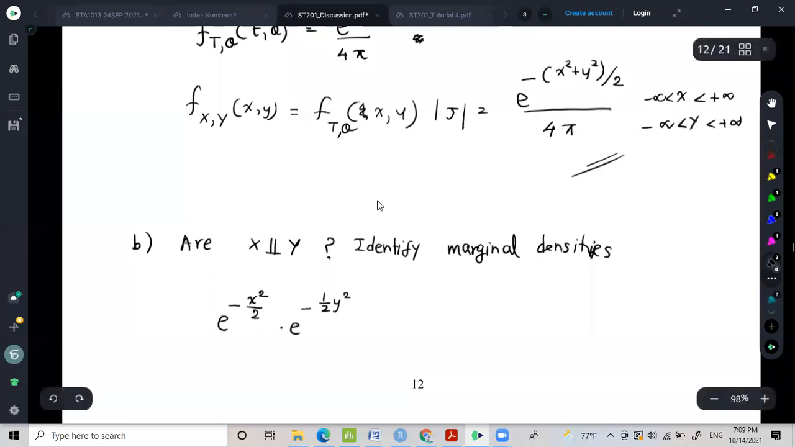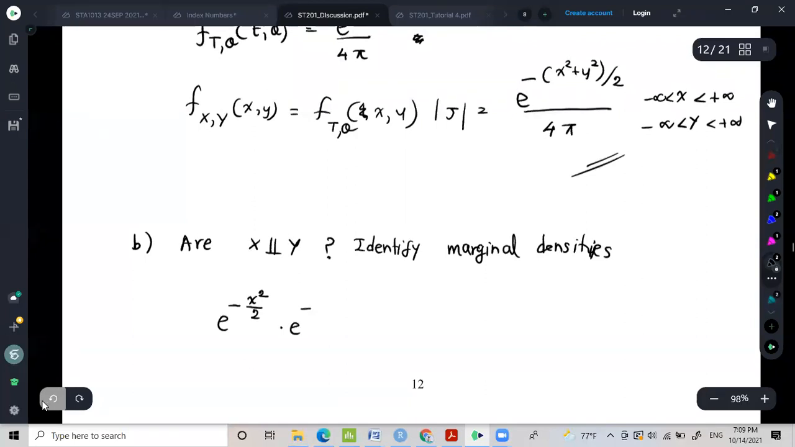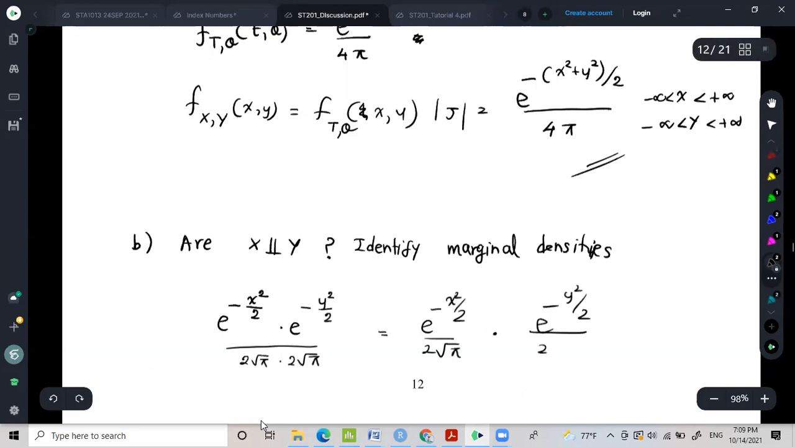Right? You can do this. I'll write it. These are the exponents. So you split it, you add them together, right? So you can write it like this: e to the negative x square over 2 times e to the negative y square over 2, over 2 square root of pi.